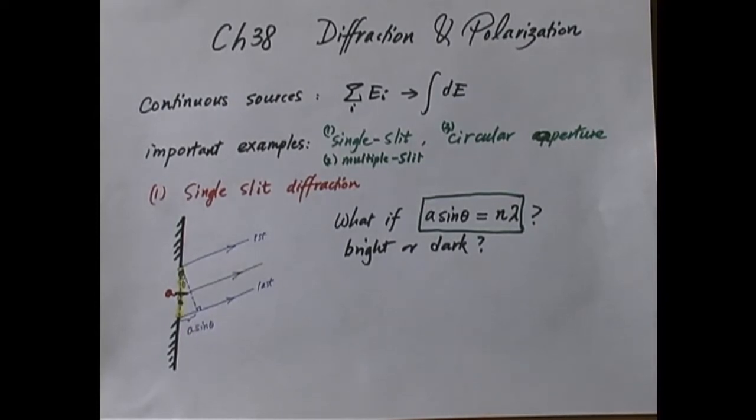How does one find the intensity generally as a function of theta, the diffraction pattern, for a single slit? Well, we need to establish a way to add all the dE's up. We don't just add E1, E2, E3. We have to integrate over dE. And how does one do that?